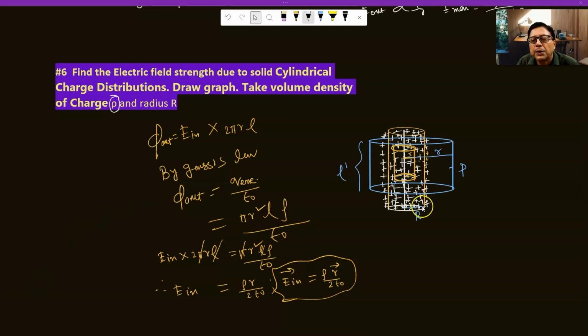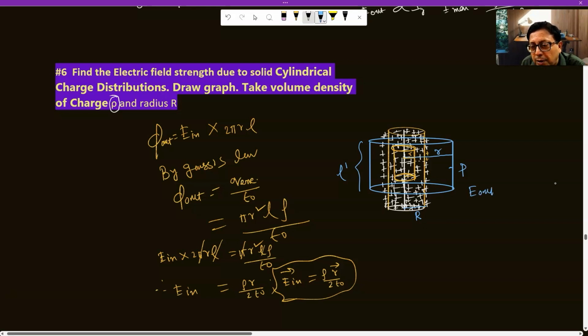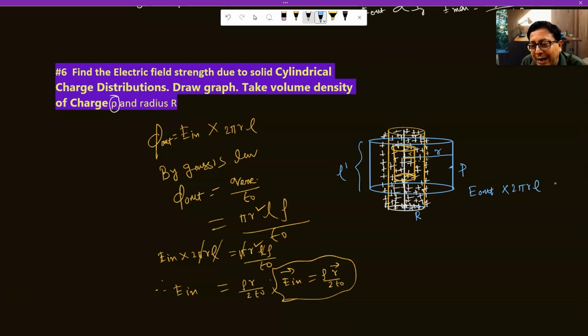This time we want to find the electric field at P outside. This is E out. The Gaussian surface is taken by using cylindrical symmetry. It is a cylinder of radius r and length we have taken L dash. I am keeping the answer in terms of r only. So you find E out. E out has the same value. E out into 2 pi r L dash will give you phi out. 2 pi r L dash means this surface area.